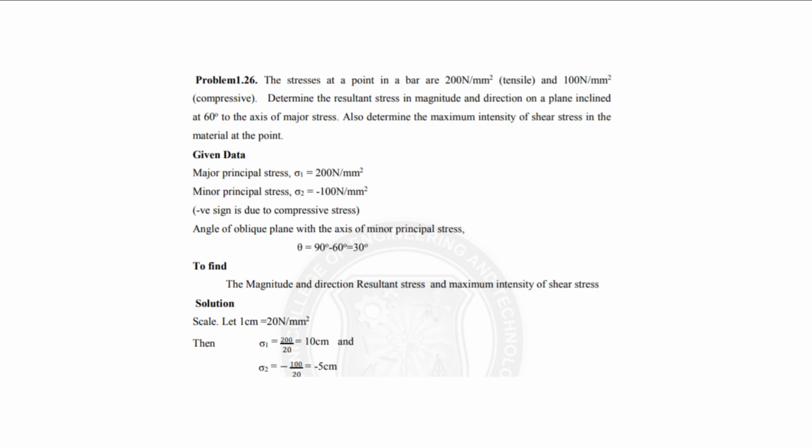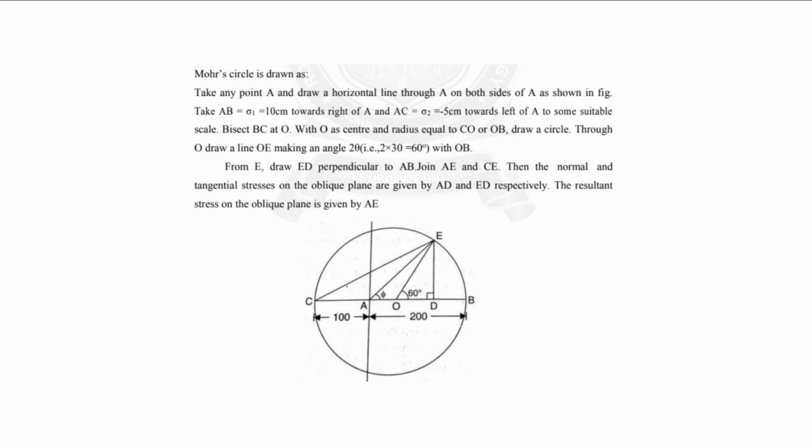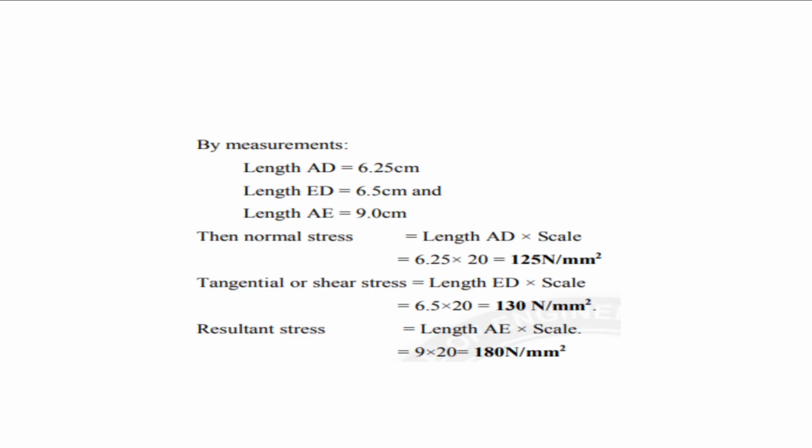Solution: sigma 1 is 10 centimeter and sigma 2 is minus 5 centimeter. Mohr's circle is drawn as follows. Take any point A and draw a horizontal line through it on both sides of A, as shown in the figure. From E, draw ED perpendicular to AB, and join AE. Then the normal and tangential stresses on the oblique plane are given by AD and ED respectively. The resultant stress on the oblique plane is given by AE. This is the figure we have shown there.